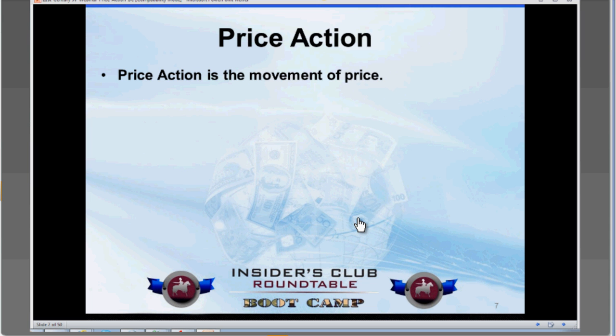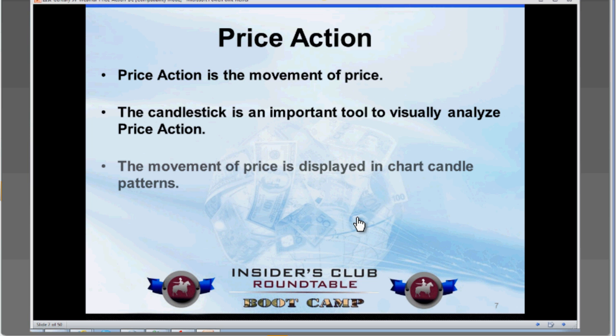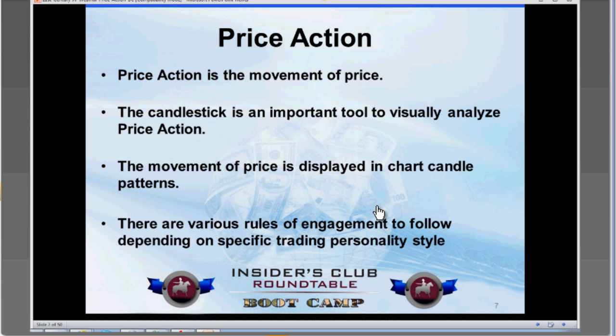So if you wanted to start the process, what you would go in and do is strip down a 15-minute chart to where you would just have candles. And in this price action, and you can go ahead and put everything up on this slide, Brian, I'll just kind of explain it. That price action is just basically the movement of price.